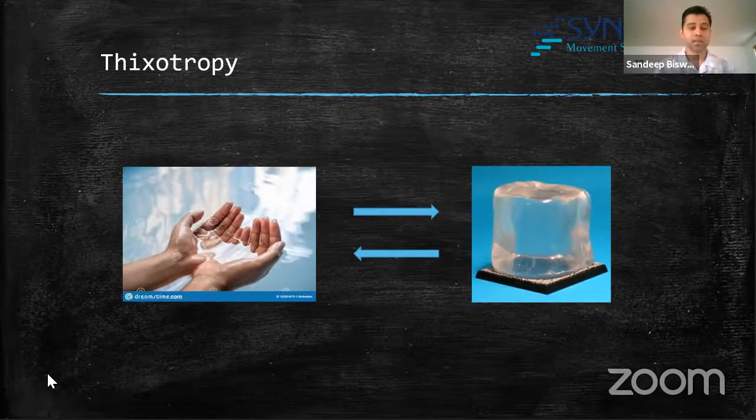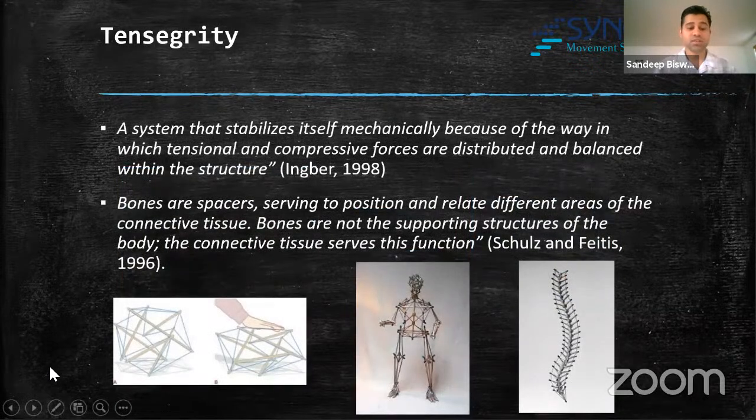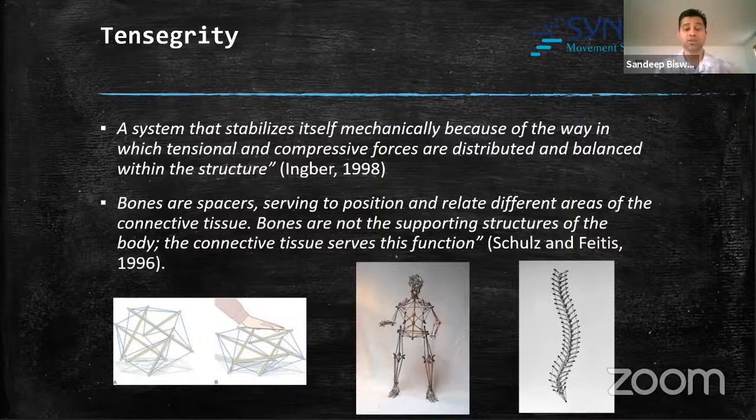The next thing which you need to understand is the tensegrity model. The tensegrity model means that you have tension areas and then you have your compressive areas. Tension areas are your bones, okay?